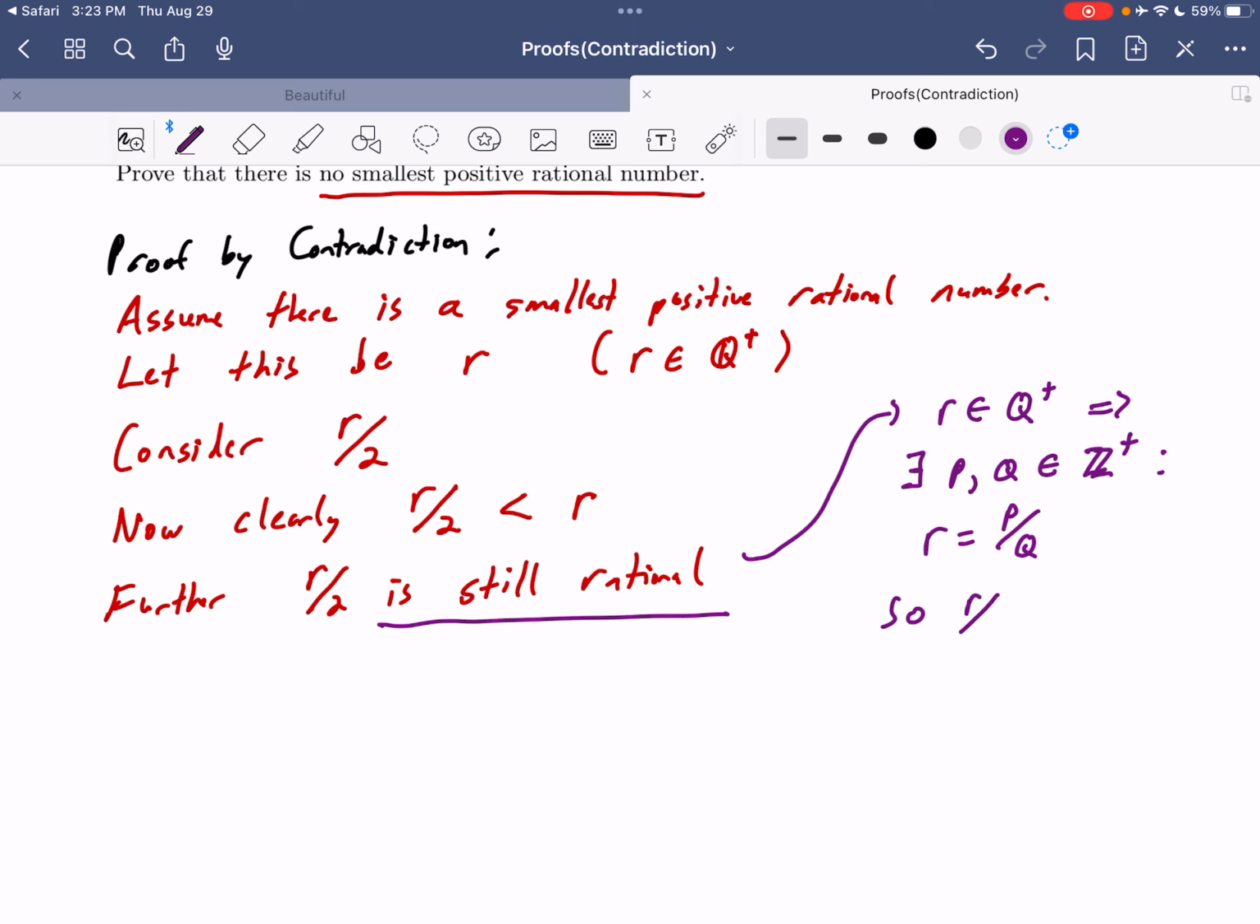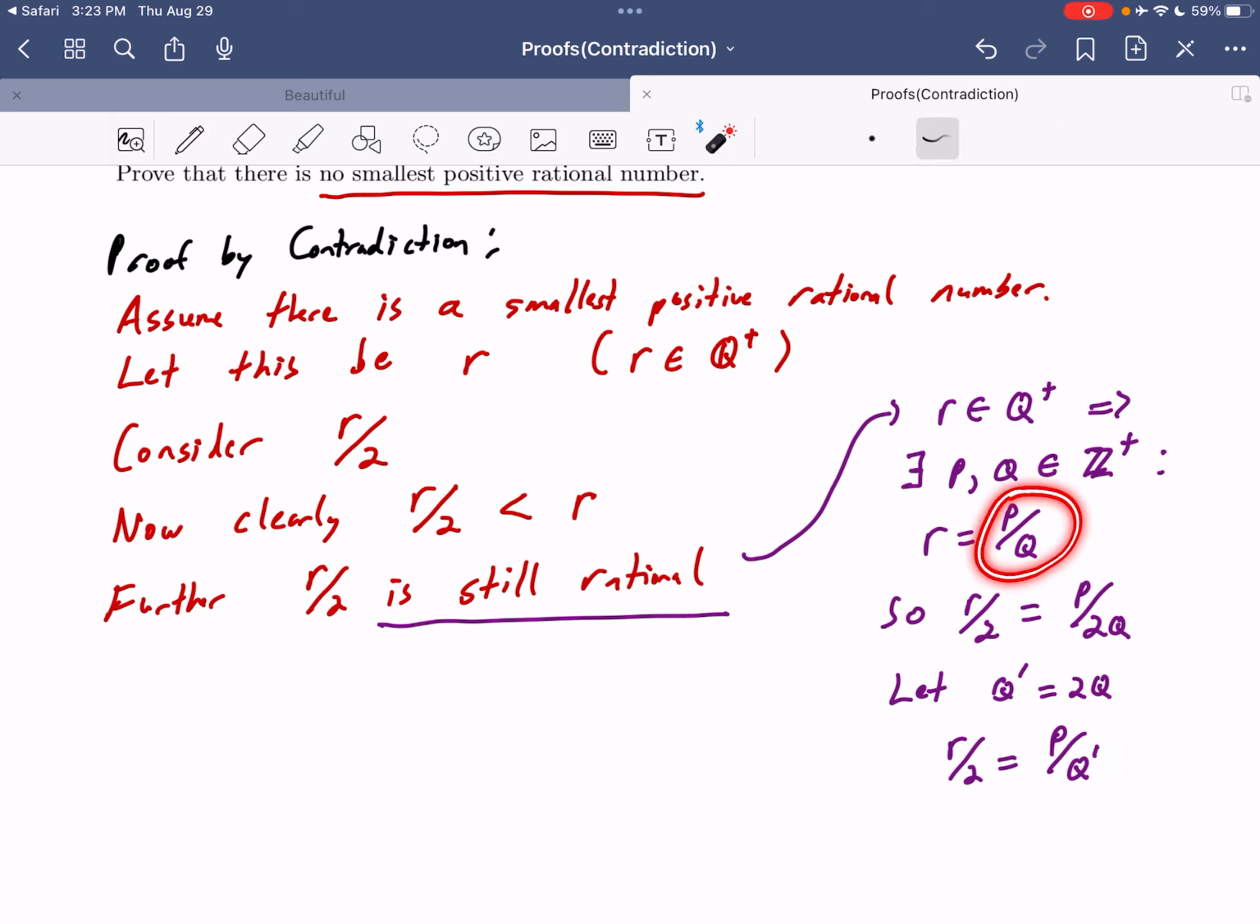So R over 2 is P over 2Q, which then if we just go ahead and let, let's call it Q prime equal 2Q, then R over 2 is P over Q prime. And then notice that this fits the definition of what it means to be a rational number. So R over 2 is an element of the rationals. And I should have put my little bolded Q there. Right, there we go. So this would be a quick justification for R over 2 is still rational.